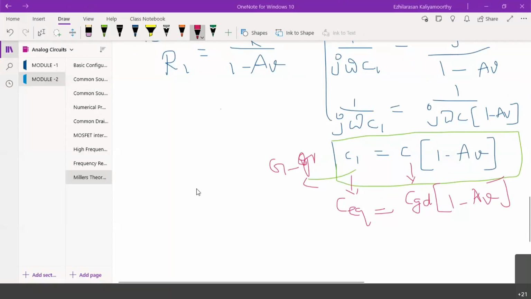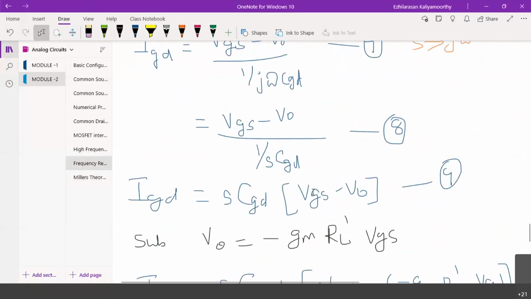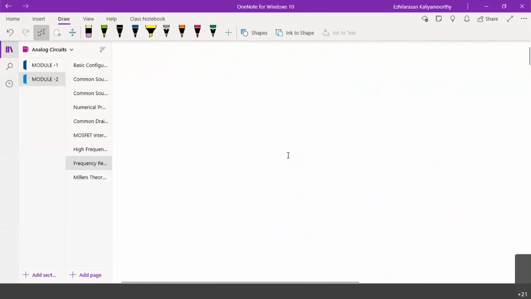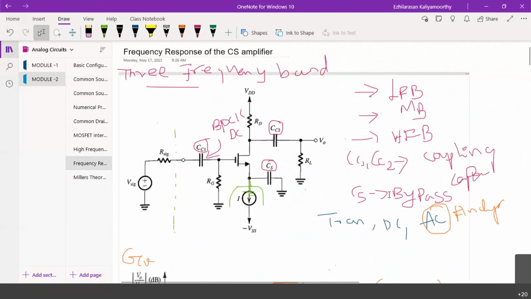So let us start the class, the continuation of the high frequency response of common source amplifier. Before we enter into it, let us recap what we did in the previous class. We started with the high frequency response of CS amplifier, and we studied the three frequency bands, namely the low frequency band, mid band and high frequency band.